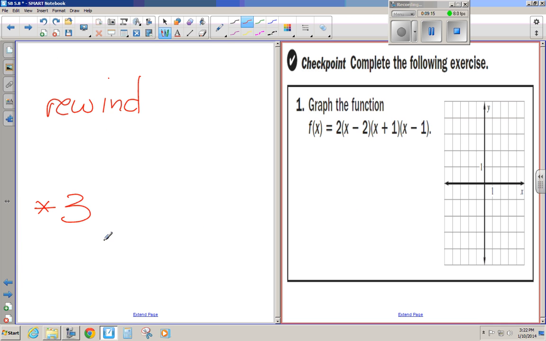All right, let's continue with this graphing. Here's an equation. I know 3 intercepts, 2, -1, and 1.